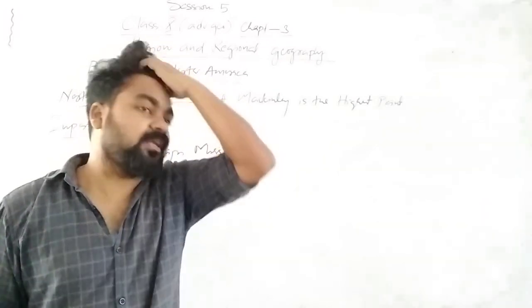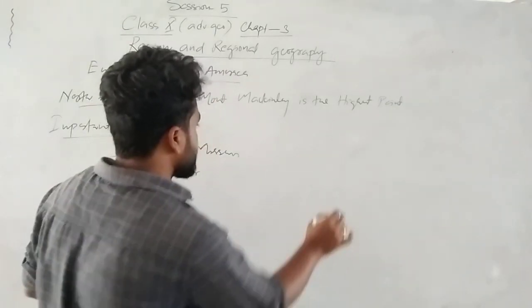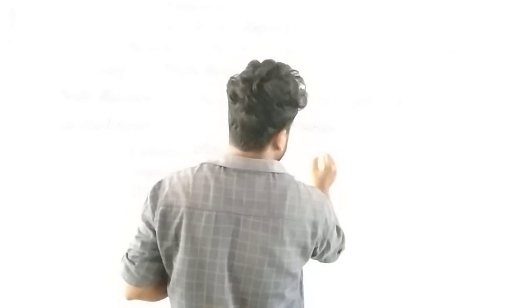Why is the Appalachian region developed? Because of the good network of communication and transportation. Because it is near Lake Michigan, another Great Lake region is there. Do you know the Great Lake region?